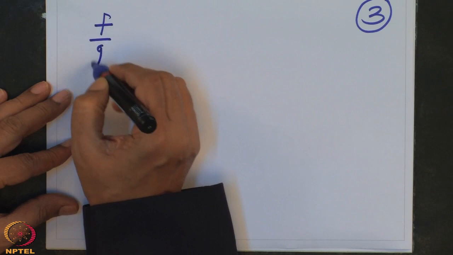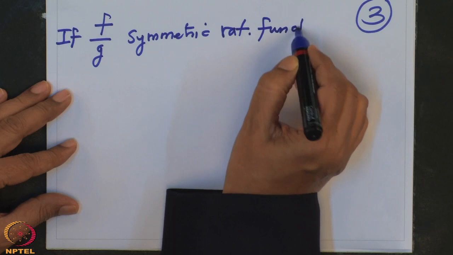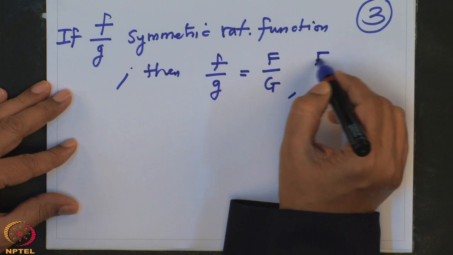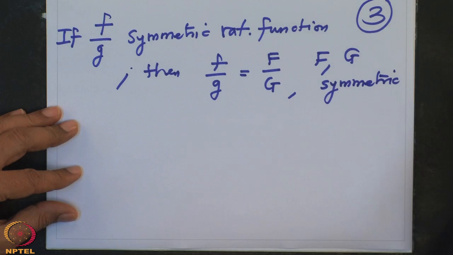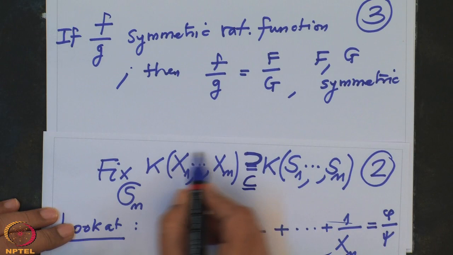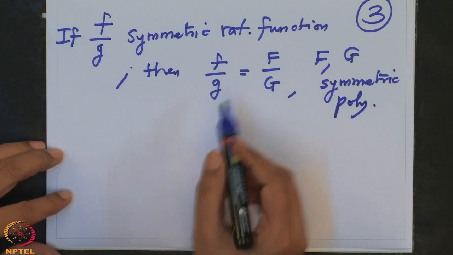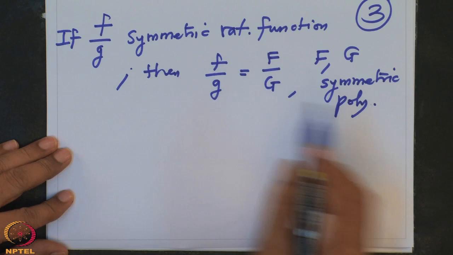So, all right. Suppose f by g is symmetric. Assume that. If f by g is a symmetric rational function, then I want to write f by g as capital F by capital G, so that F and G are now symmetric. Then that will prove the other inclusion, because I start with a rational function which is symmetric, and I have written it as F by G, where F and G are symmetric polynomials. So I have to prove this, and this means I am allowed to multiply up and down by the same polynomial. Then this fraction doesn't change. That is the idea. So what will I multiply by?